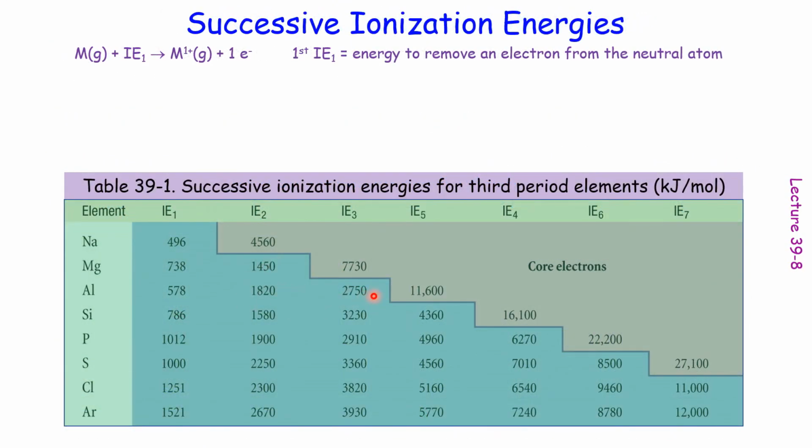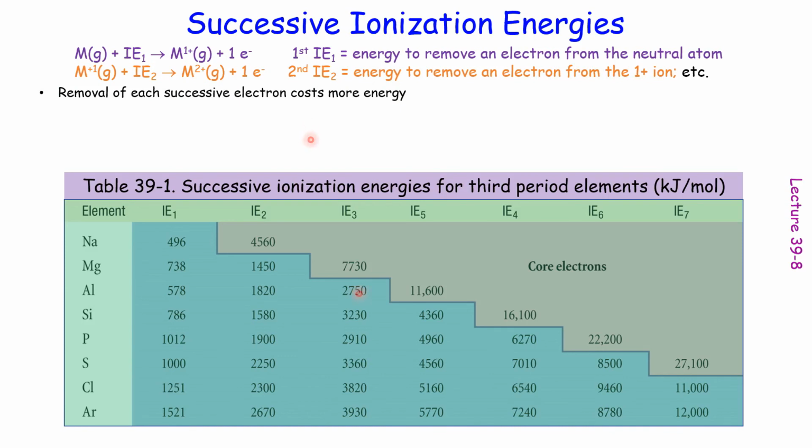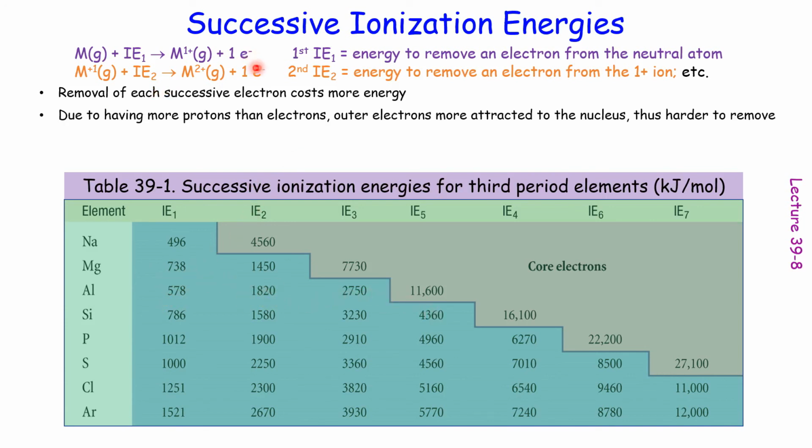This table shows the successive ionization energies. A while ago, I already showed you the first ionization energy. That's the energy to remove an electron from the neutral atom. Then the second ionization energy is actually the energy required to remove an electron from the 1+ ion, and so on and so forth. Removal of each successive electron costs more energy. That's obvious.